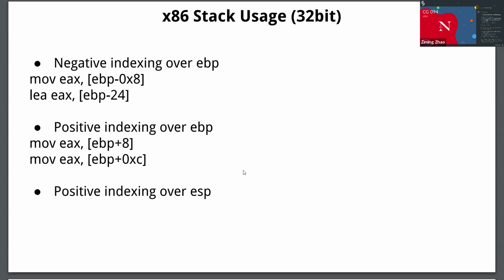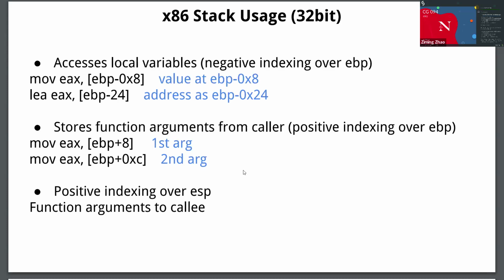The third instruction moves EBP plus 8 to EAX. What are we doing there? Taking an argument. Which argument? The first argument. EBP points to the saved EBP, EBP plus 4 is the return address, EBP plus 8 is the first argument. We're moving the value of the first argument to the register EAX. The next instruction is moving the second argument to register EAX. So usually the compilers will generate code for 32-bit machines like this.